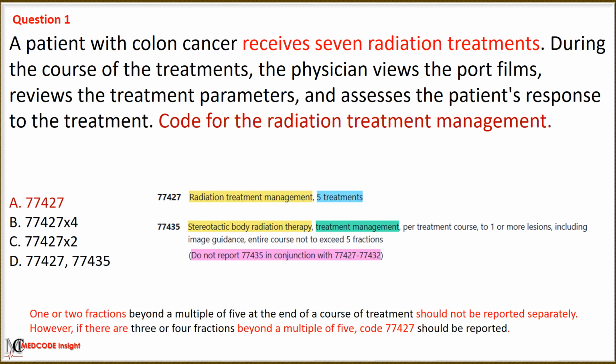77427. Option D is also incorrect. It uses code 77435, which is used for stereotactic radiation therapy treatment management. We can't use this code with code 77427 as mentioned in the parenthetical note below code 77435. Therefore, the correct option is option A with code 77427.